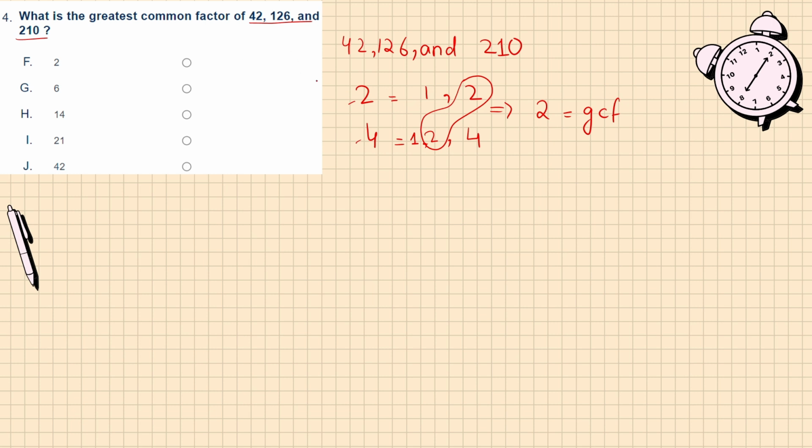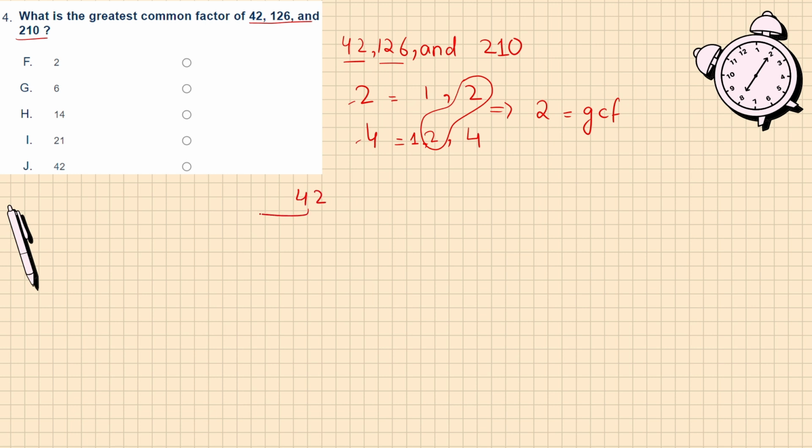But for numbers like these, like 42 and 126, which are a bit greater, there are some methods to find the greatest common factor. What are those methods? We need to see. So first of all, let's say we have 42.